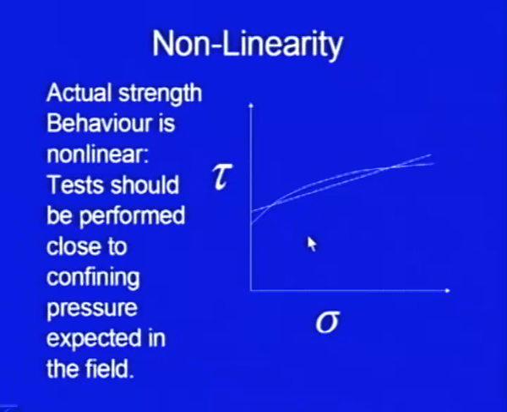Here I would like to put one note. Please remember, the failure envelope we had taken was a straight line. Actually it is a non-linear curve, and it is advised that the test should be performed at those confining pressure values which are near to the field values. If you are conducting the test in this range, you will be getting this straight line. If you are conducting the test in this range, you will be getting this straight line. So, you should conduct the tests at those confining pressure values which are close to the field values.